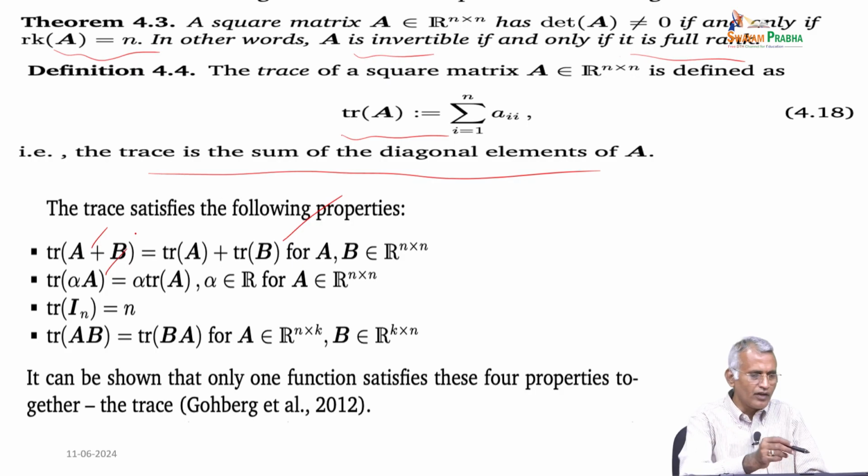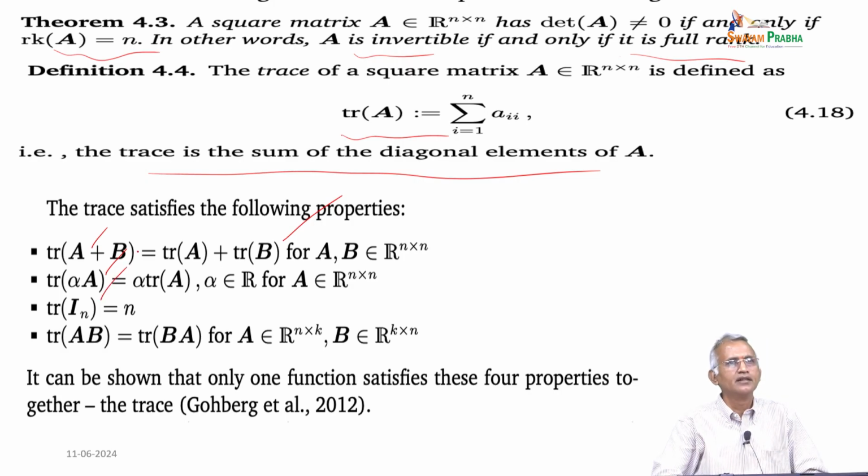If trace of alpha A equals alpha times trace of A, then alpha in R for A in R^(n×n). The trace of the identity matrix is n, and trace of AB equals trace of BA for A in R^(n×k) and B in R^(k×n). So, it can be shown that only one function satisfies the four properties together: the trace.